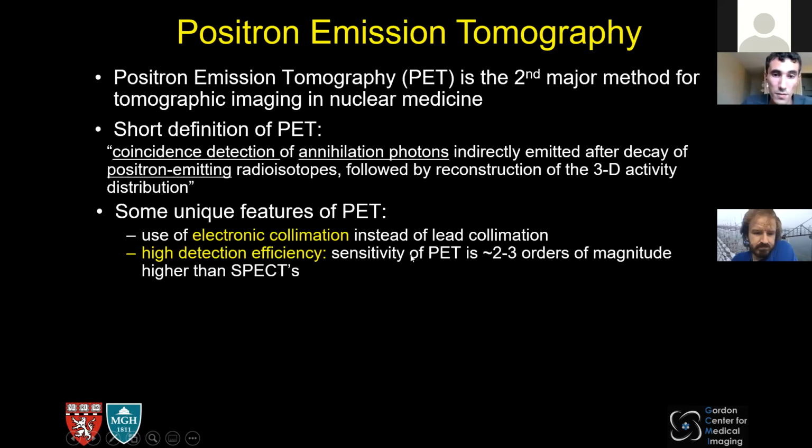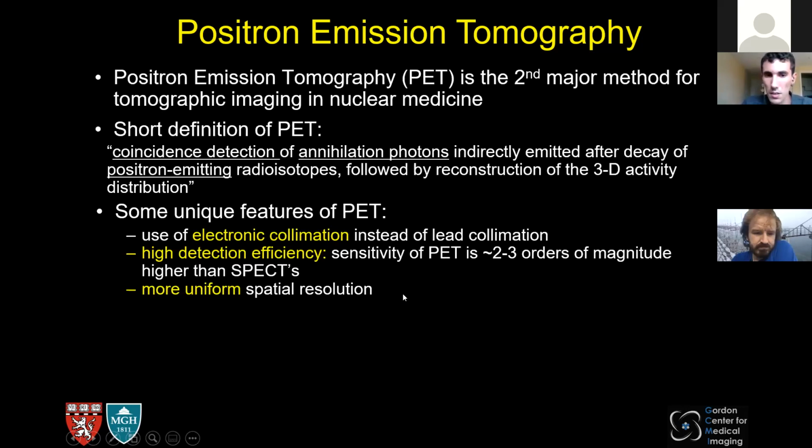And of course, sensitivity is very good to have because that means that you're going to have a higher signal to noise ratio in your image. So the images are going to have higher quality. Also, you can reduce the radiation exposure of the patient because you can administer less radioactivity for PET as compared to SPECT, okay? A very important feature also is that PET provides a more uniform spatial resolution than SPECT.